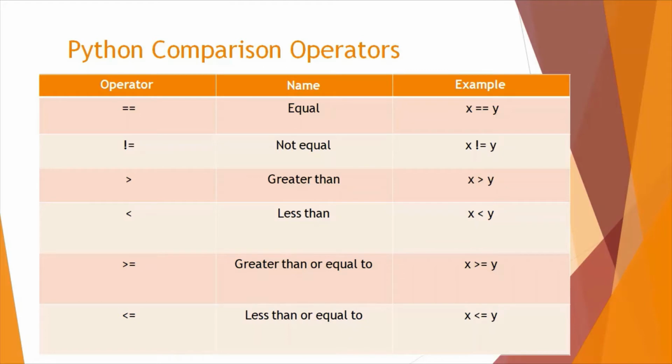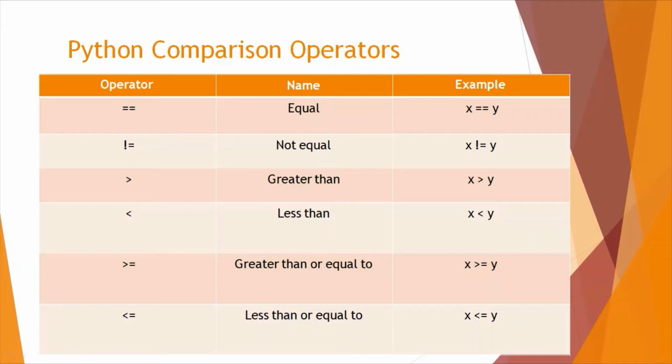Secondly, we have the Python comparison operators. We have double equals, which is equal to. It will check if x is equal to y. We have not equal, x is not equal to y. We have greater than, x is greater than y. We have less than, x is less than y. We have greater than or equal to, it will check if x is greater than or equal to y, and less than or equal to, it will check if x is less than or equal to y.